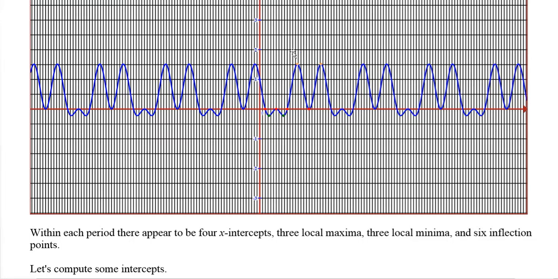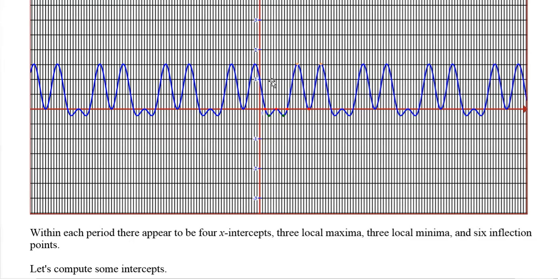Now notice within one period here, it's going to cross the x-axis 4 times. It's going to have 2 maxima here. It's going to have a maximum right here where it touches the x-axis. And it's going to have minima here, and one right here where it touches the x-axis.